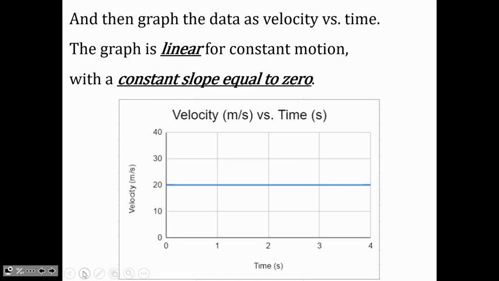If we were to graph this in a velocity versus time graph with velocity on the y-axis and time on the x-axis, we still have a linear graph, but this time we notice that the slope, while it is constant, is equal to 0. This will be true for any object that is undergoing constant motion. The slope of the v versus t graph will be 0. Again, if we think of the slope as the steepness of the line, there is no steepness to this line. It's a flat line, so that means its slope is 0, and its slope is 0 everywhere.